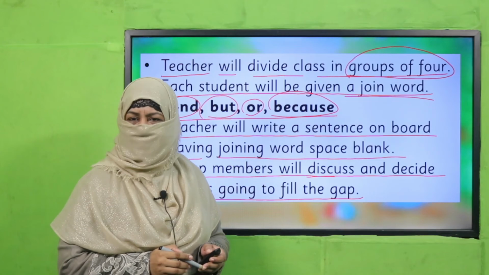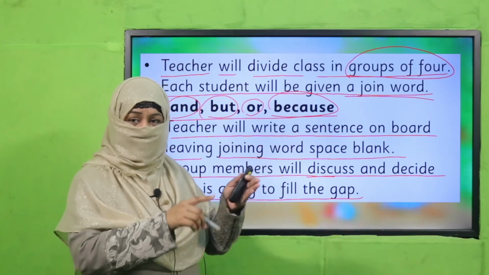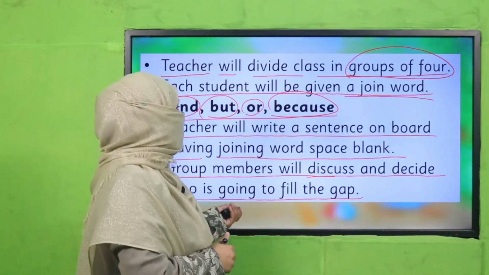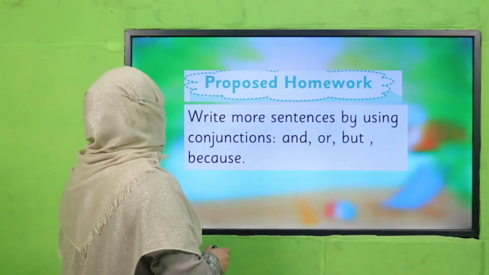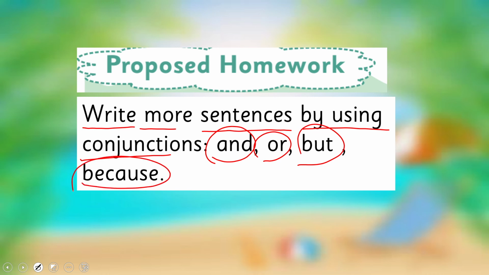Yes, my dear children, are you done with it? Now, all of you have practiced all 4 conjunctions in groups of 4. Good job. Now, let's see what your homework is. You're going to write more sentences by using the conjunctions and, or, but, because. And here is a worksheet.